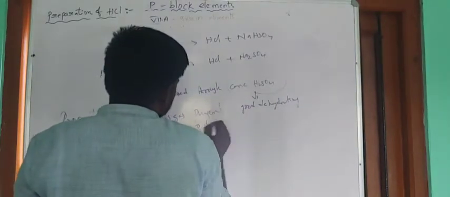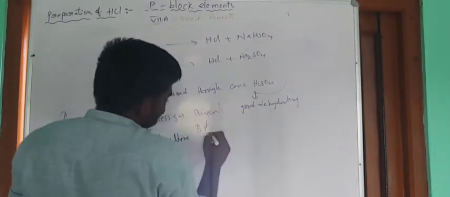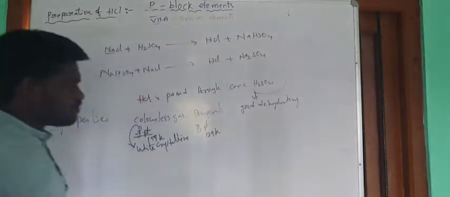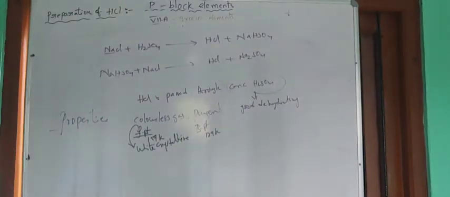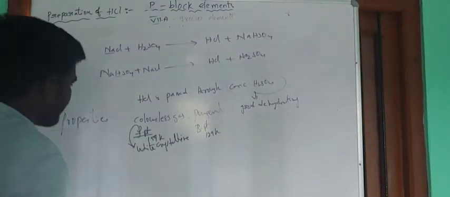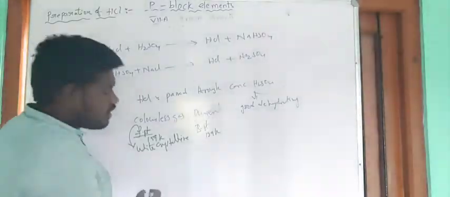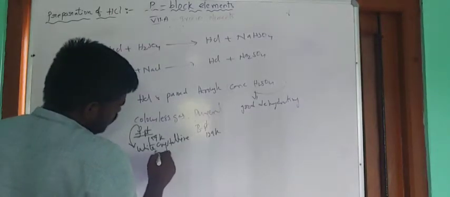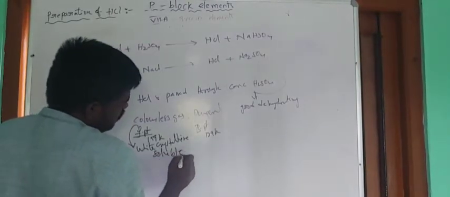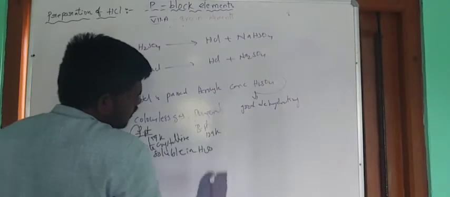And the next one, its boiling point. Its boiling point is 189 Kelvin. The boiling point of HCl is 189 Kelvin. And the next one, it is highly soluble in water.